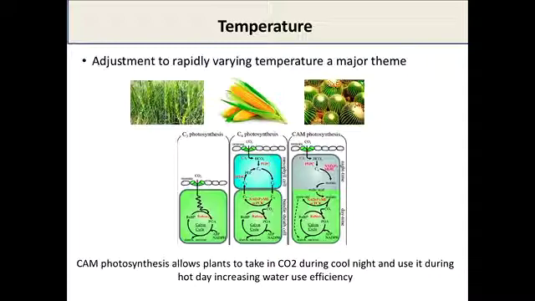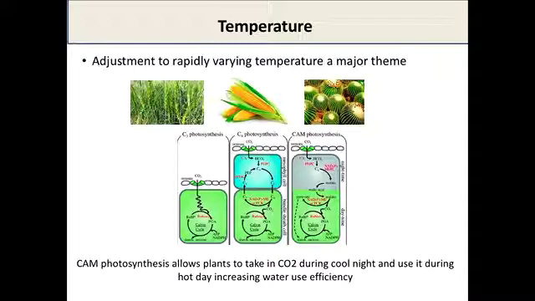Take this to the next level, is in CAM plants. And CAM plants can actually time, they break photosynthesis down into two phases. During the nighttime, they open their stomata, take in CO2, store that as malate or malic acid within their cells, and then during daytime, they can close their stomata and photosynthesize using that carbon.